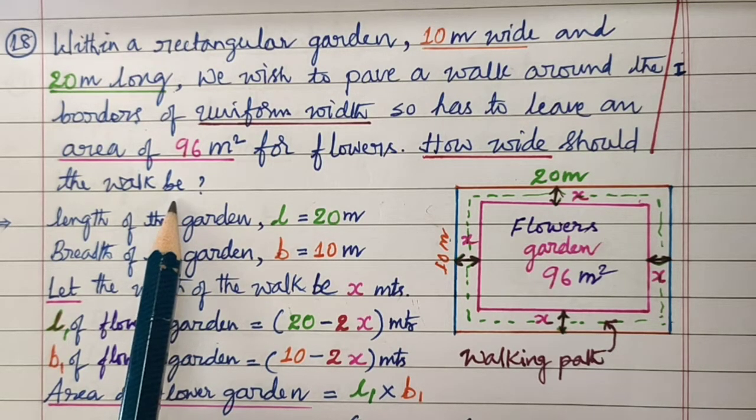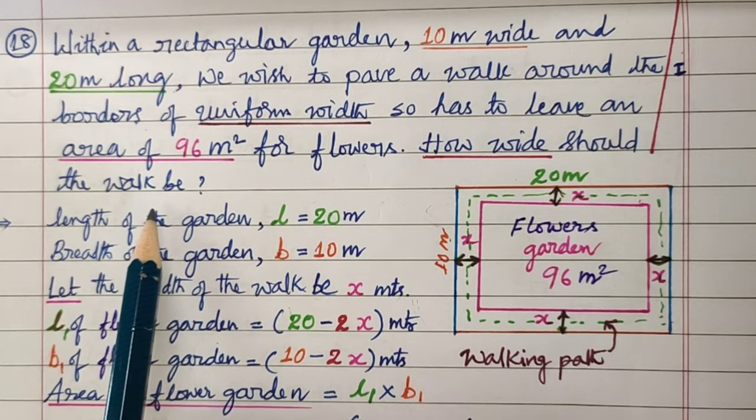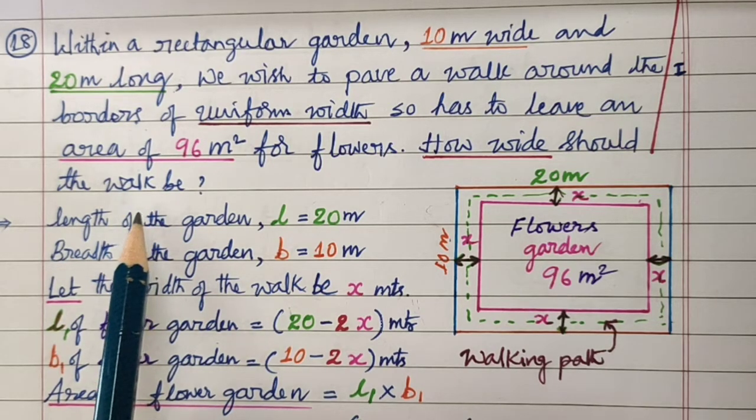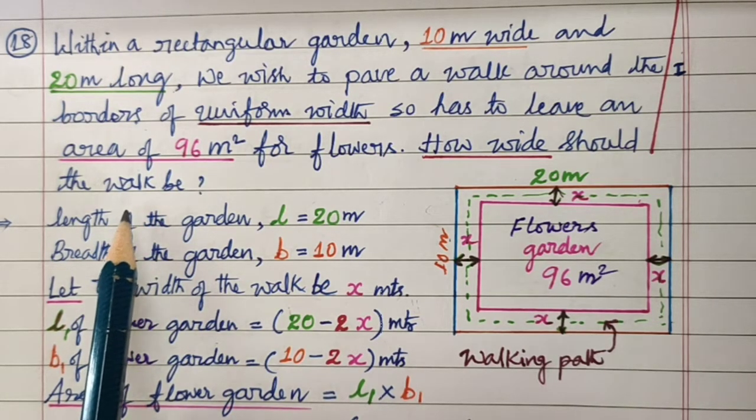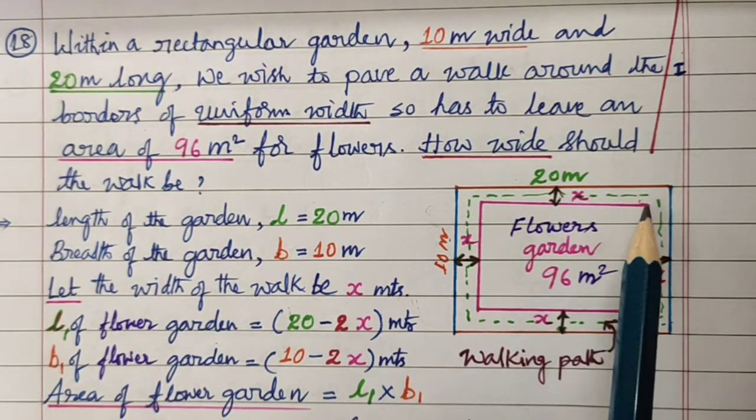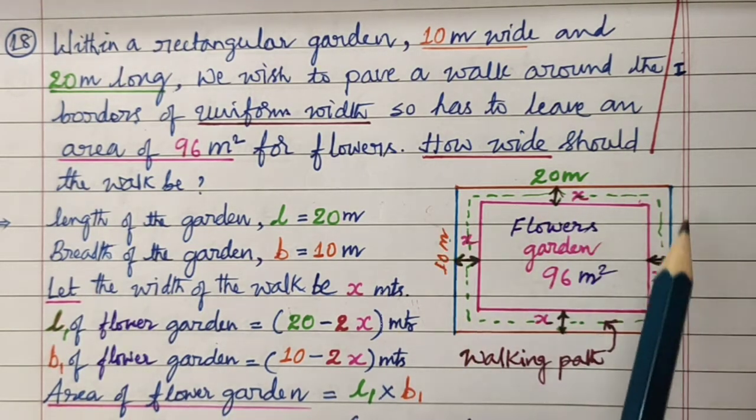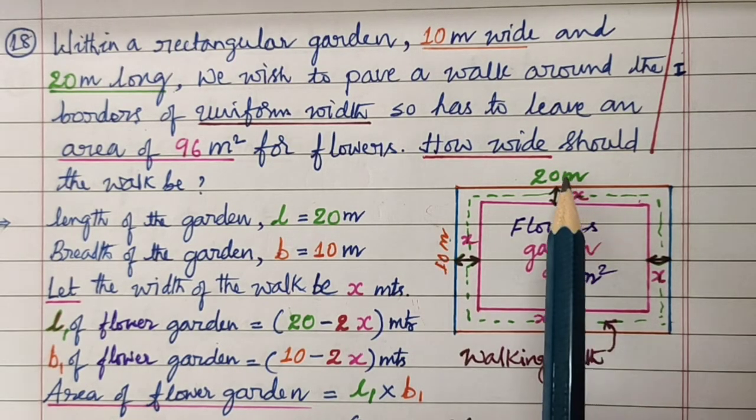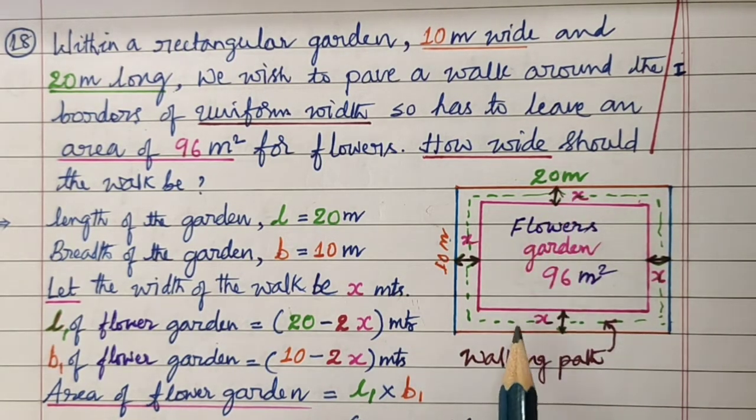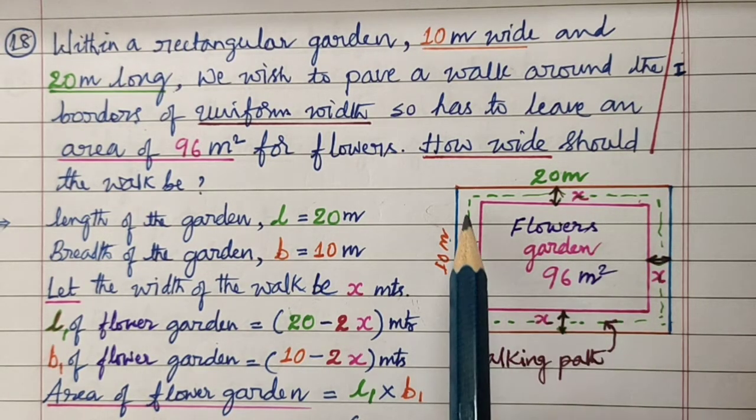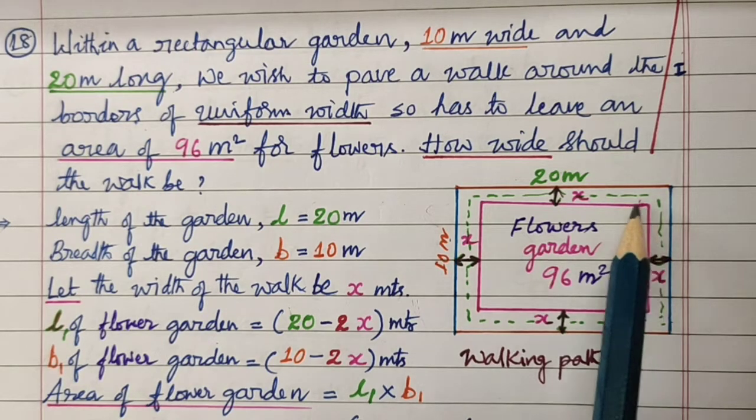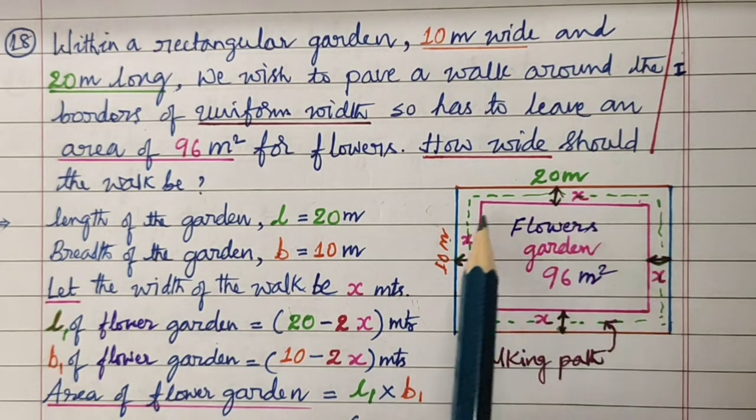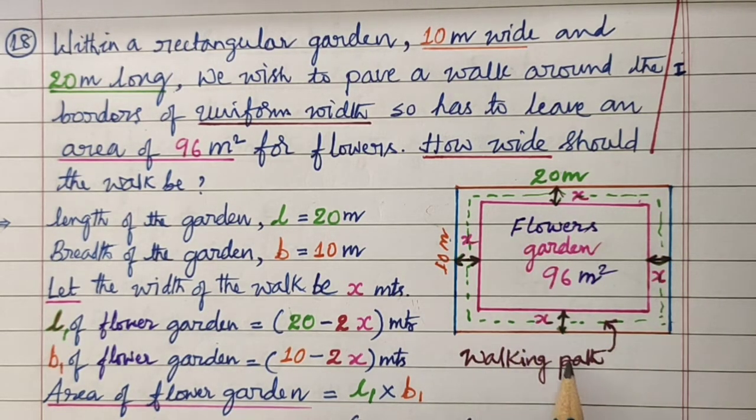We are given the total width and the length of the field. We are given the area of the flower garden as 96 square meters. This is the garden, the total area of this rectangular garden, 10 meters wide and 20 meters long. In that, they have left out this area for gardening, and they are asking us to leave some equal width for a walking path, and to find out the width of the walking path.